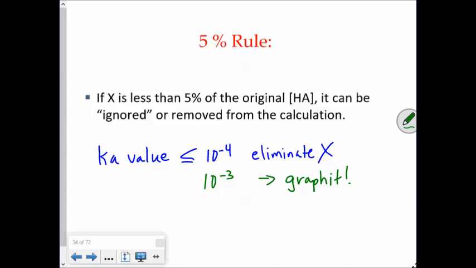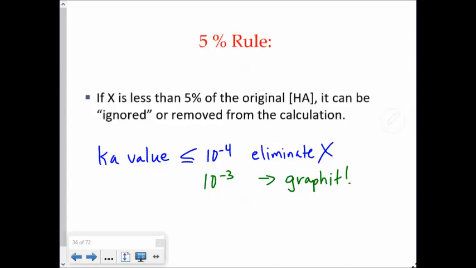You can always go back in and check it like I just did. I did the 0.019 over the 0.5 and checked the percentage. Was 3.8 less than 5%? Yeah, so I was allowed to eliminate it there. You can always go in and quickly check your percentage to make sure it's right. If you check your percentage and it's over 5, go back and graph it and get the intersection. Do you see what I'm saying? If it ends up being 7%, oh, well, I can't eliminate X, now I have to go back in and graph it. But usually you can tell by the Ka values.